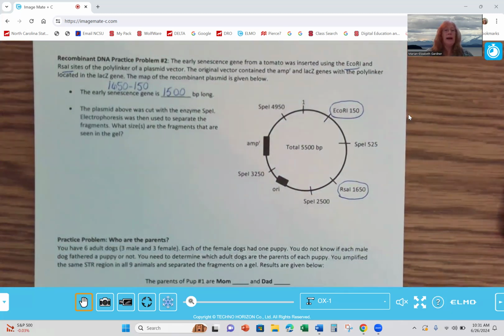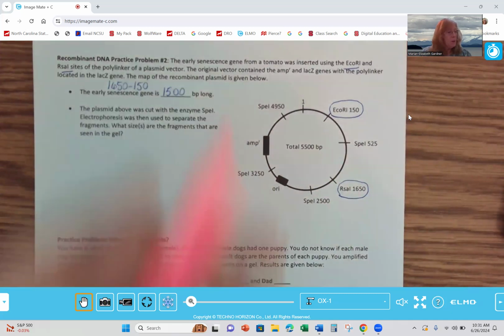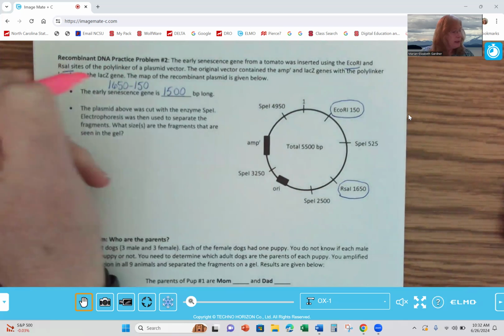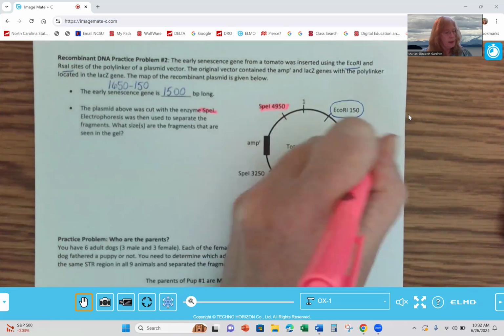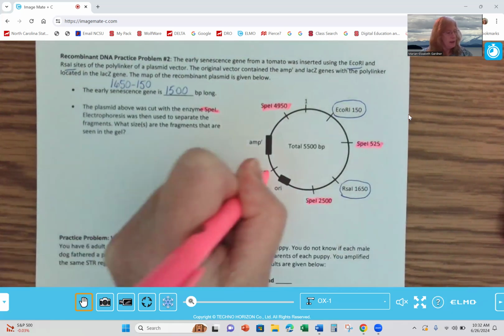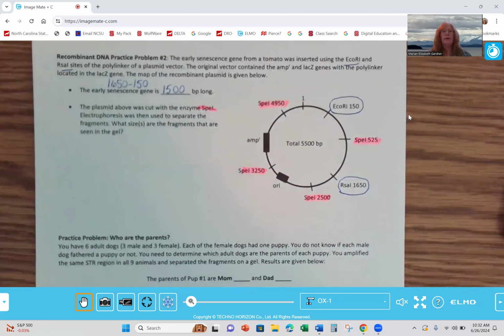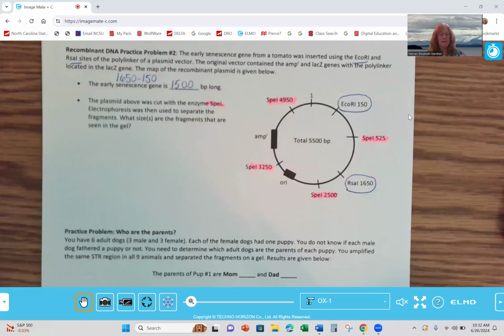Now we want to cut our plasmid with the SPE1. Let's see if I can find a different color here since I already scribbled on that map. We want to cut at every SPE1. There it is. So here, here, here, there. Okay. Now the rule that we go with is the number of cuts that you have on a circular piece of DNA, like a plasmid, is the number of pieces you should see on electrophoresis. So since we cut it 1, 2, 3, 4 times, we should see 4 pieces. Let's see if we can figure out their sizes.